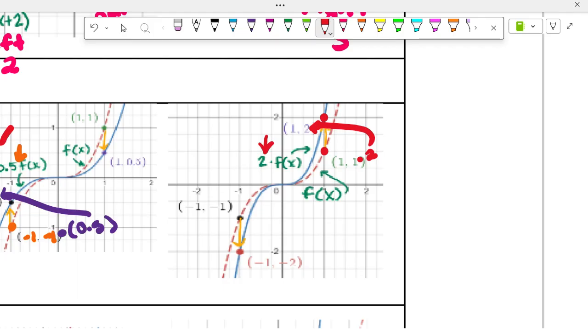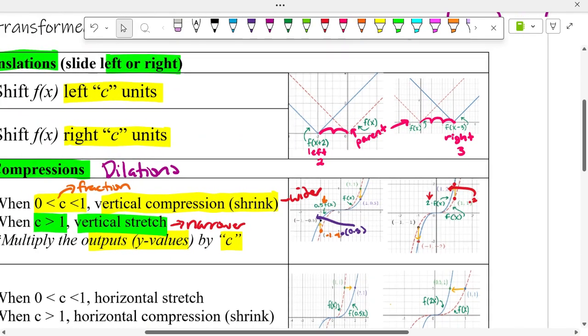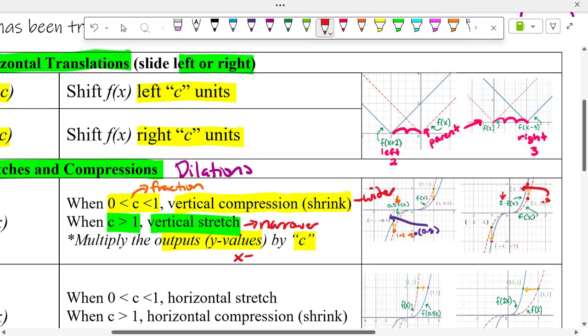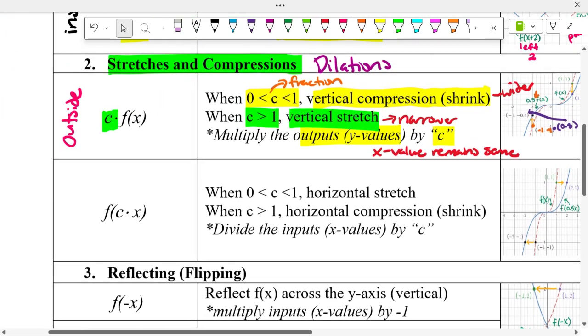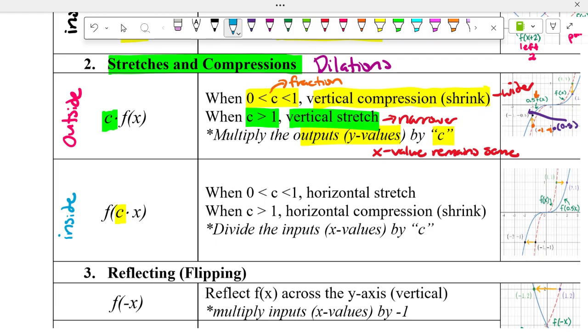All right. So you multiply the y values by c, and the x value remains the same. Now, that's vertical stretches and compressions. The other one is the horizontal stretch or compression. So if you notice, our c value is right here. So is that inside or outside the brackets? It's inside. So that means there's some number being multiplied to the x on the inside of the brackets.